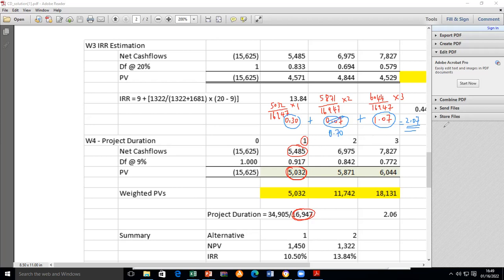So are we adding up now? I think you're adding up 2.07. Here we're at 2.06. It's just a small rounding error. So this is how we calculate project duration. Whichever method you use, the first method is a lot easier, where you just multiply this by that, this by that, and you simply divide.